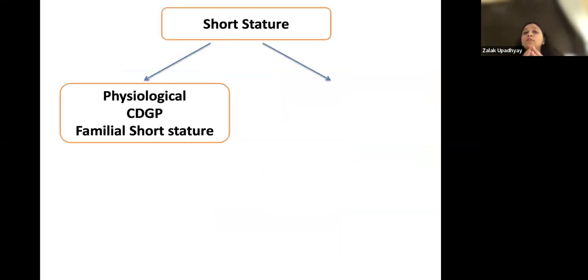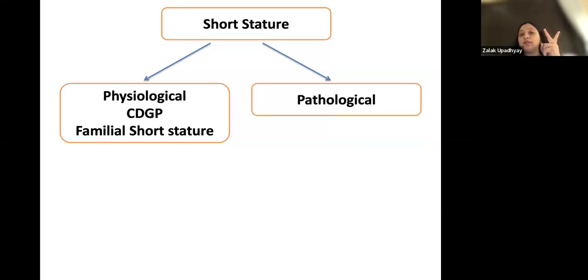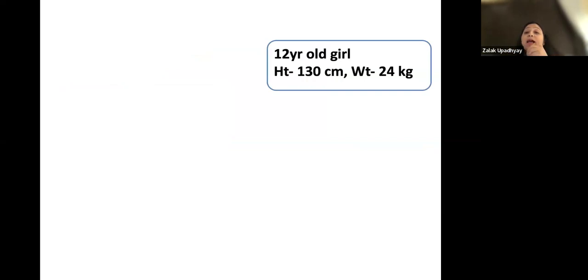Now, let us see some case scenarios. When we talk about physiological short stature, it is CDGP and familial short stature. Two conditions we have: constitutional delay in growth and puberty, and familial short stature. And the other thing is pathological. Now, we have a 12-year-old girl here. I'll go a little fast to show you all the case scenarios, how they behave.